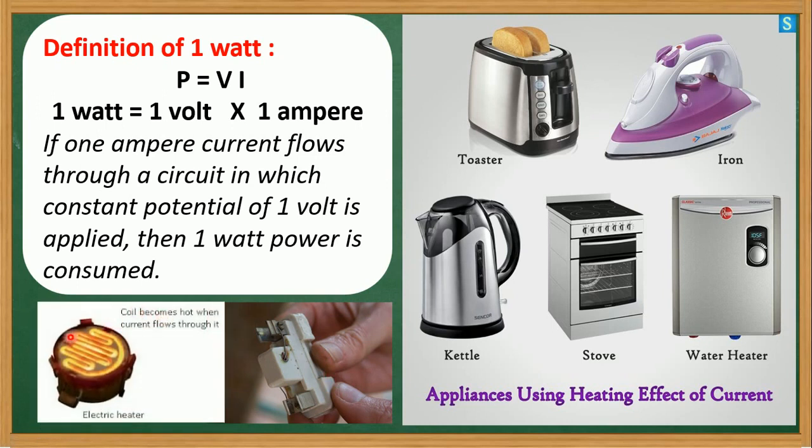Now this is an electric heater. Coil becomes hot when current flows through it. This is an electric heater, and when we pass an electric current through this coil, it becomes hot after some time and it produces heat.